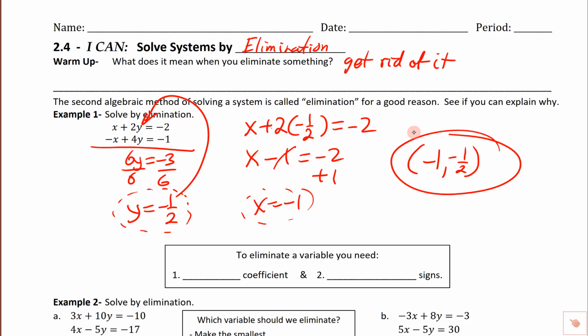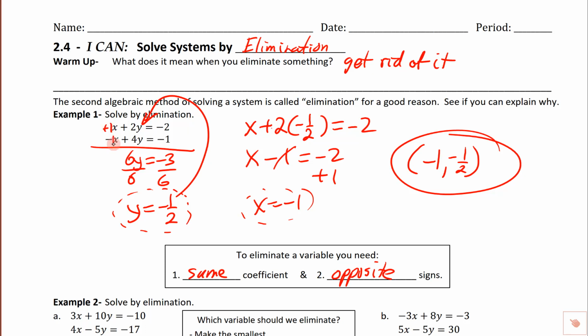So in order to use this elimination technique, we need two things. To eliminate a variable, you need the same coefficient, and you need opposite signs. So we're going to come back here and we're going to take a look at this, and I'm going to show you where this comes in. You'll notice that when I added these together, the thing that we got rid of, the thing that was eliminated, was the x, and here's why. This coefficient was a positive 1.